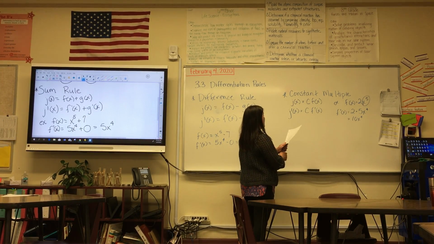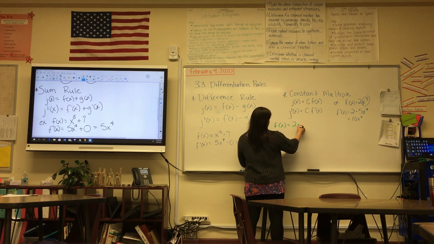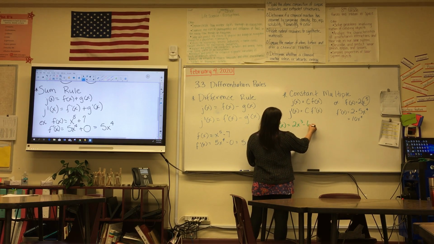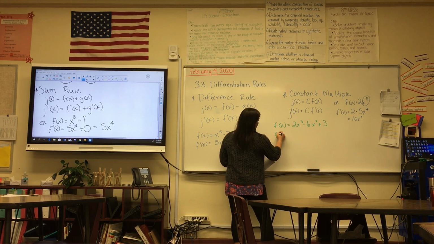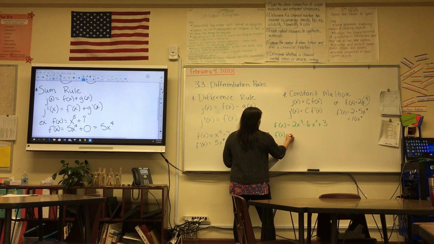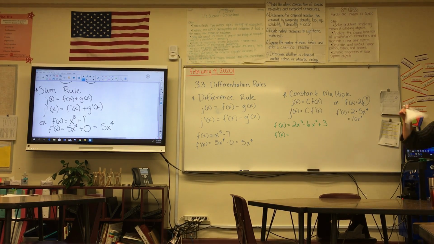So if I had f of x equals 2x to the third minus 6x squared plus 3, and I want to know what the derivative is. What is the equation that would give me the slope of the tangent line at any point on the graph of 2x to the third minus 6x squared plus 3?